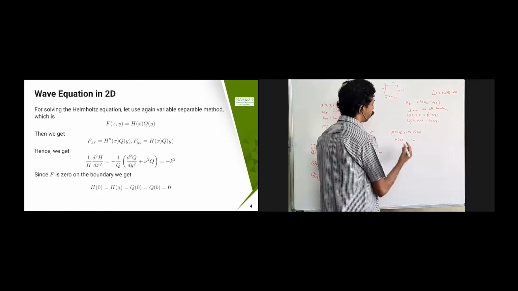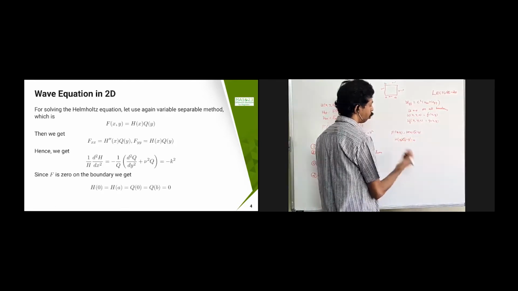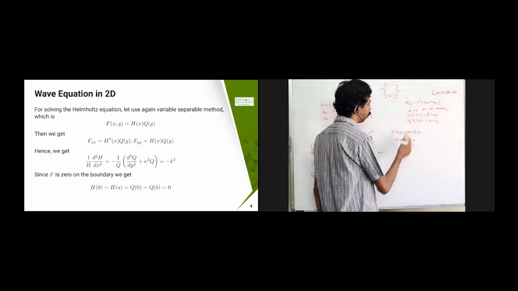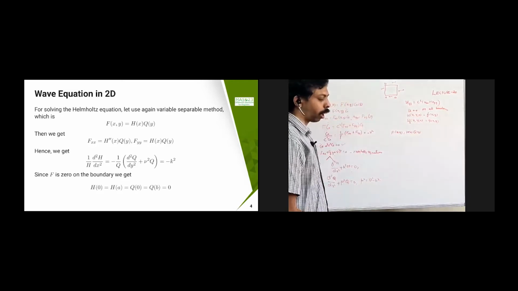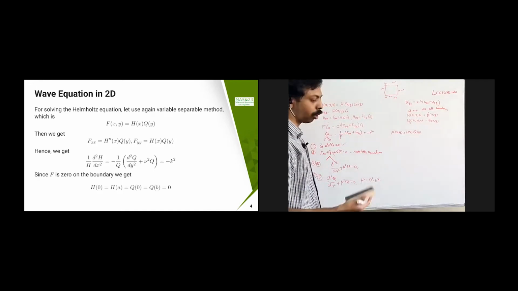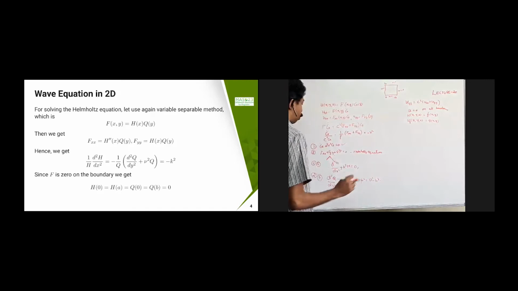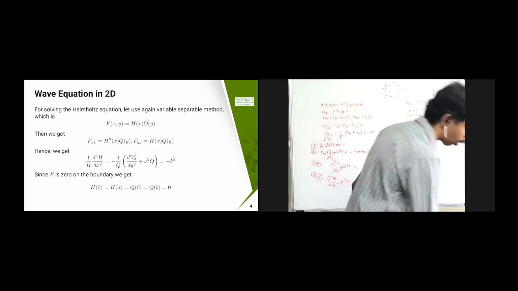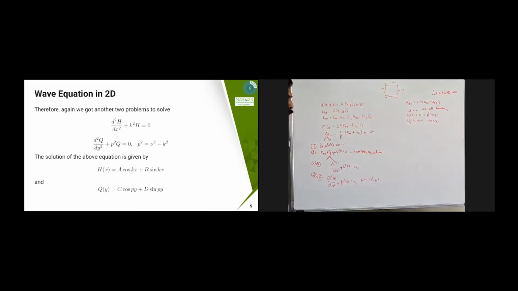Similarly, if you put h of a into q of y, again the same logic you can use, so you are going to get h of a is also 0. Same logic for q of y also. So h of 0 is 0, h of a is 0, q of 0 is 0, q of b is 0. So you have four conditions here. Two derivatives are here and two derivatives are there, therefore at least four boundary conditions are required in order to solve this problem. You already have four conditions, so we are going to use these four conditions to solve this problem.